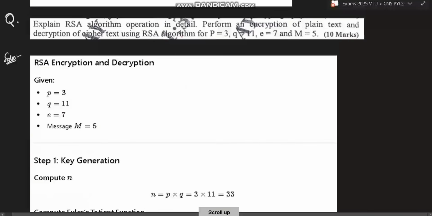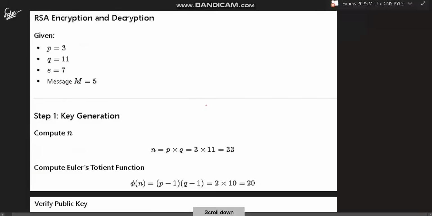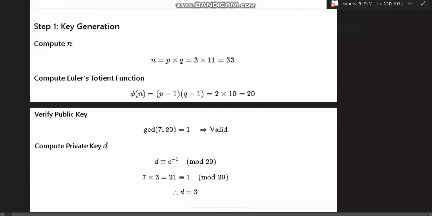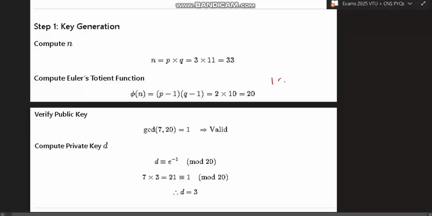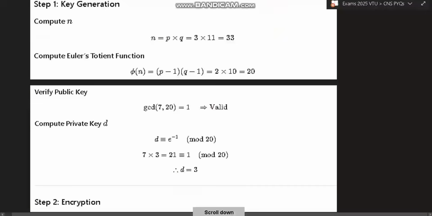In case they don't give the E value, you can also calculate the E value. You have to find E such that it will be between 1 and phi of n, which is 20. Between 1 and 20, find a number which has GCD 1. Suppose I take 5. If I take 5 and 20, GCD won't be 1, right? 5 and 20, the highest common divisor is 5, right? So it cannot be taken. So if you take 7 and 20, you will get GCD 1, and you have to take as least a value as you can. So the E value will be 7.